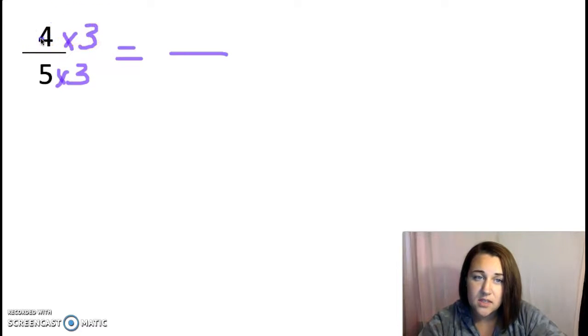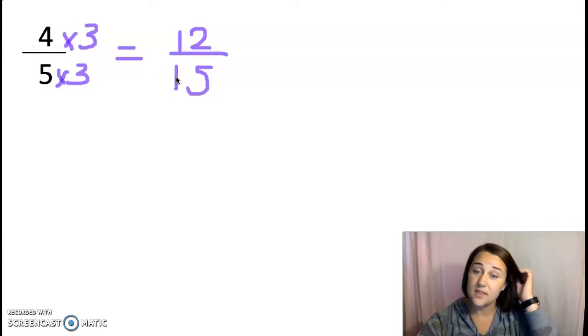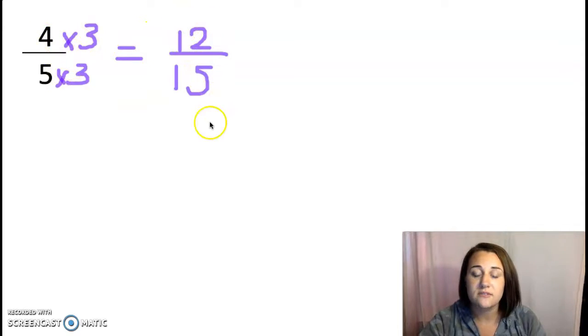So 3, 6, 9, 12. Since I multiplied by my numerator, my answer goes as my new numerator. Whatever I do to the top, I have to do to the bottom. So now I'm going to skip count by 3 on my 5. 3, 6, 9, 12, 15. Since I multiplied by my denominator, my answer goes as my new denominator. And that's it. Easy peasy, friends. We just did equivalent fractions. 4 fifths is equivalent, or equal, to 12 fifteenths.